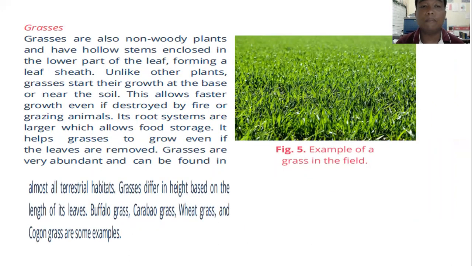So grasses are also non-woody plants and have hollow stems enclosed in the lower part of the leaf, forming a leaf sheath. You have probably seen grasses in the fields. Unlike other plants, grasses start their growth at the base or near the soil. This allows faster growth even if destroyed by fire or grazing animals. Its root systems are larger, which allows food storage. It helps grasses to grow even if the leaves are removed. Grasses are very abundant and can be found in almost all terrestrial habitats. So they could grow faster.